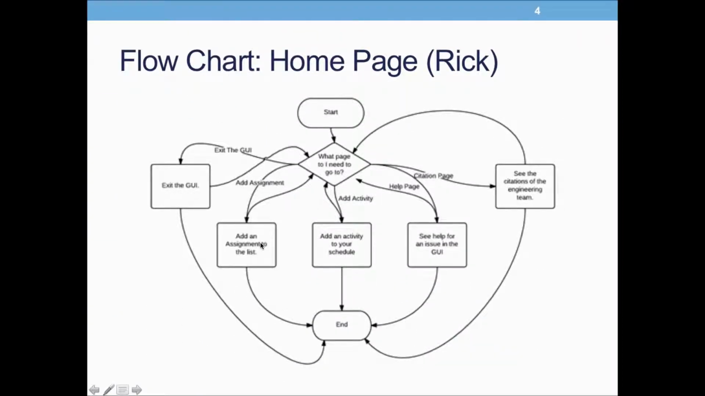And this is the flow chart for the home page that I made. Effectively, you start at the home page, and then you can navigate to any of the buttons. It's really just several navigation buttons linking to other GUIs. There's not a whole lot else to this GUI. But you can go to add activity, add the assignment list, exit, see the citations, help, etc.